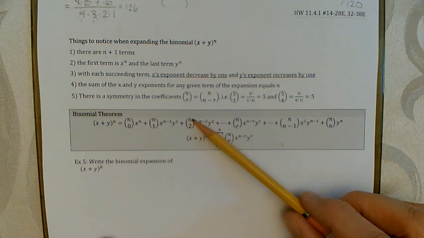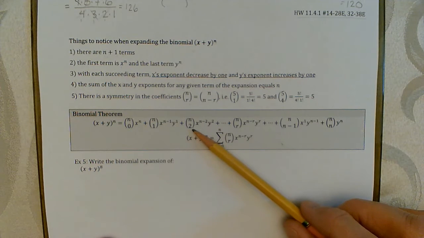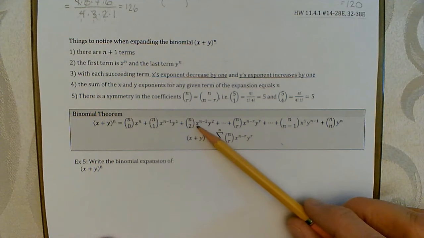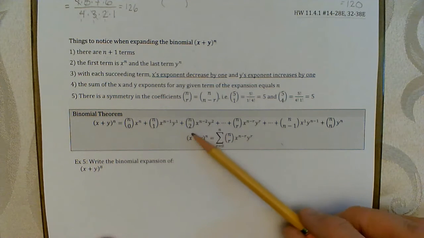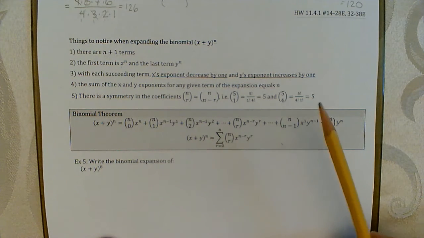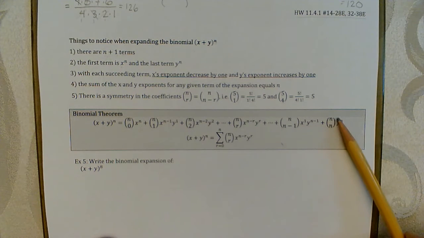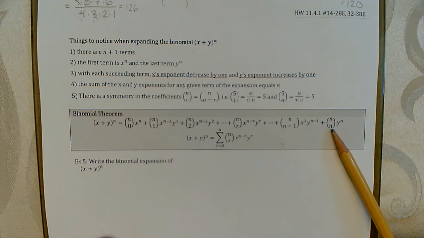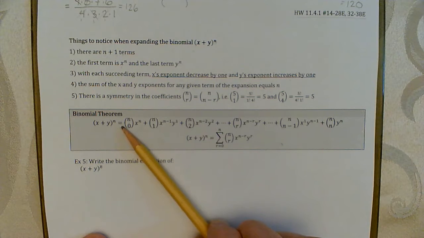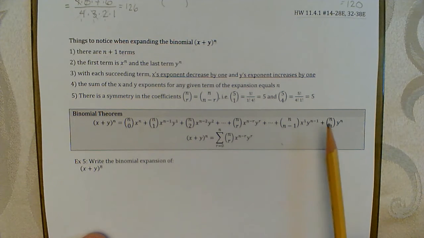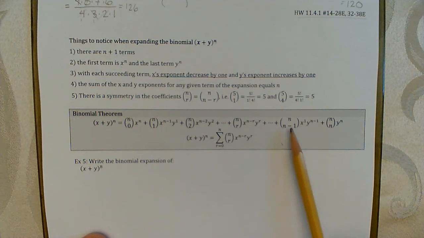The next term is going to be a combination of n choose 2, and then it will be x to the n minus 2, y to the 2. All right, and so that pattern will continue. At the very end, we would have a combination of n choose n, which is going to be 1, and then y to the n. Notice these two are the same value. And if we go back one term from the last one, now it's a combination of n choose n minus 1, and so on.